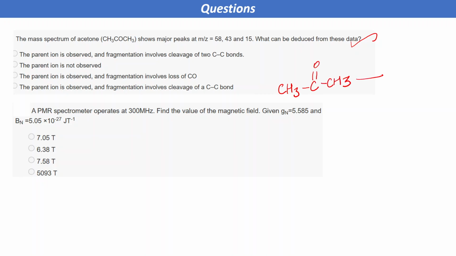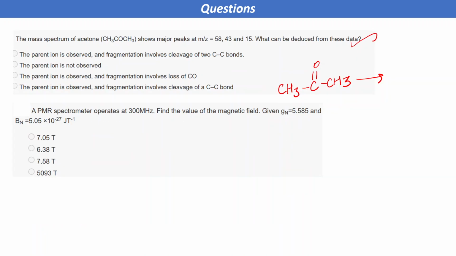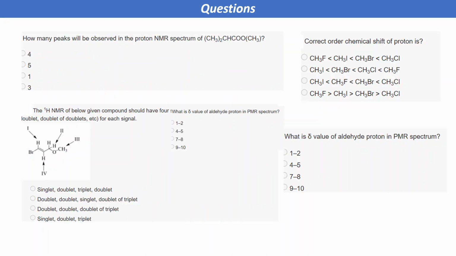Ma'am, for the previous question, should we remember that value, 9 to 10? Actually, in the previous session we discussed some of the values you have to remember for sp3, sp2, sp hybridized, and aldehydic. Some of the basic values you should remember.